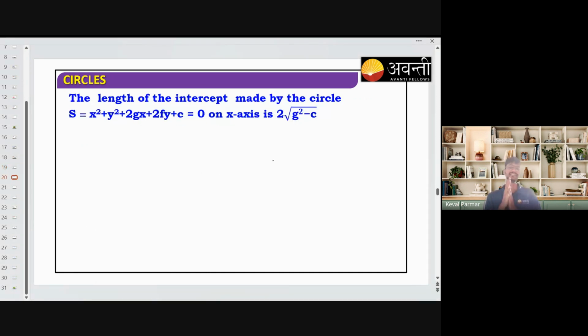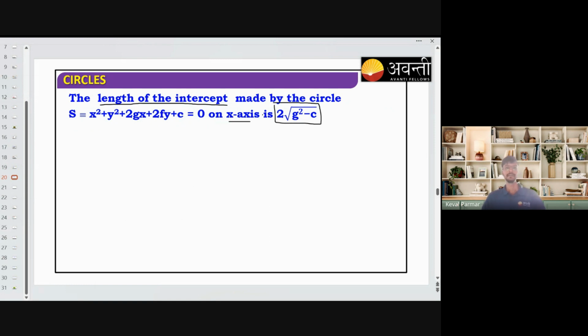Now, this is an interesting part. Let me tell you why. Because yesterday I told you we will be studying intercepts made by circle. As we know, intercepts made by line is very simple: x-intercept, y-intercept. Similarly, we have intercepts made by circle. Here it is given in the statement: the length of intercept made by circle on x-axis is 2 under root of g square minus c.